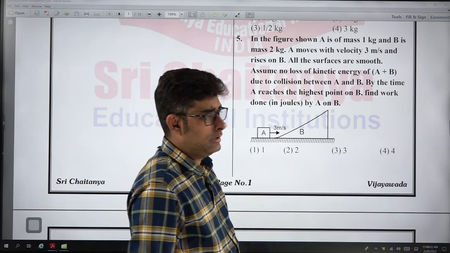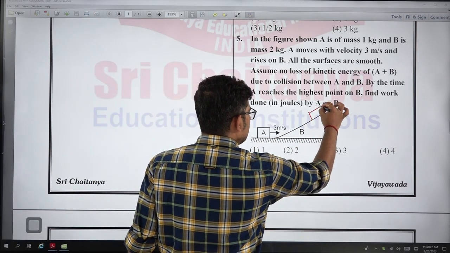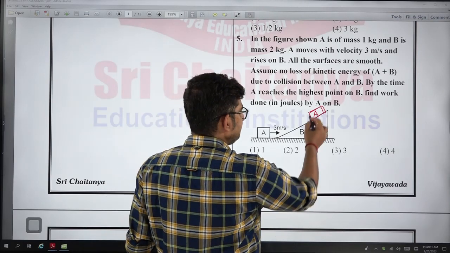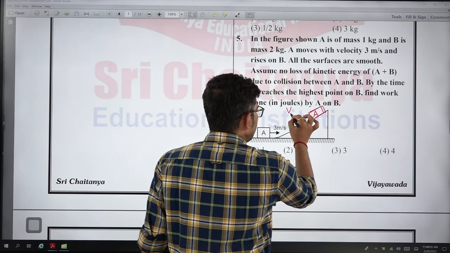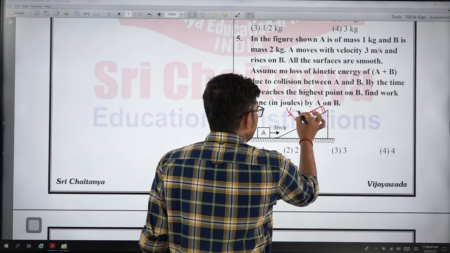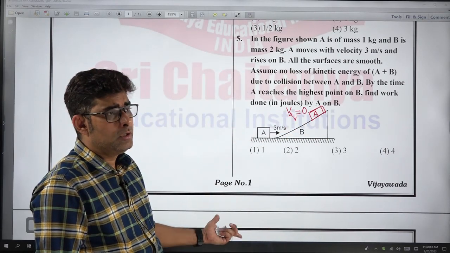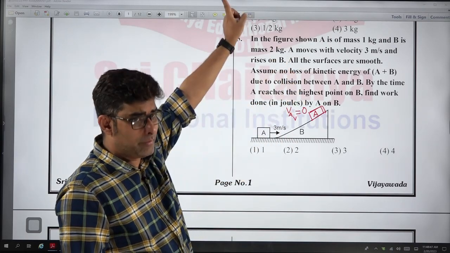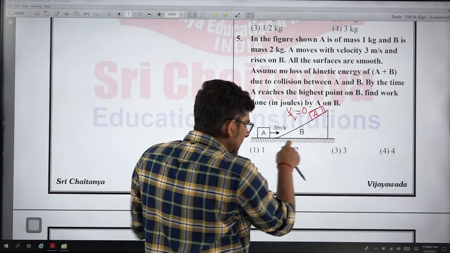by A on B. Now it is quite obvious that when A will reach the highest point, say it reaches here, when it reaches here, they are saying that since it is the highest point, vertical component of velocity of A will become how much? 0. Why so? Because it is said that it is reaching the highest point, means it cannot rise above. So vertical velocity will become 0. But A and B both are in contact.